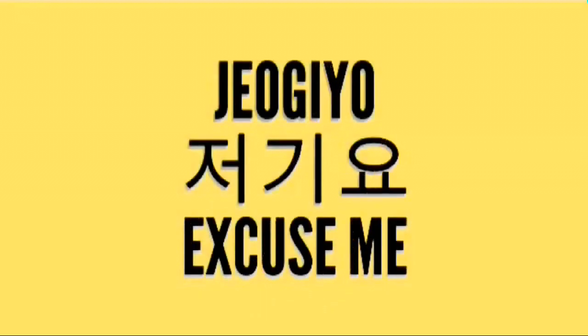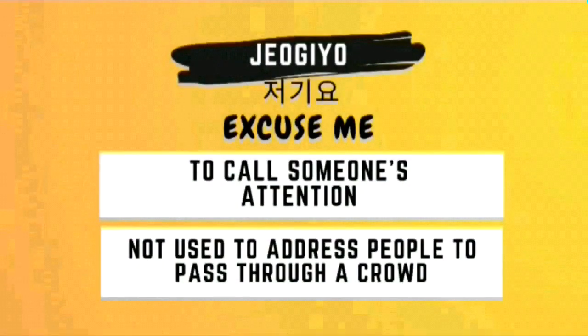Word number 5. 저기요, which means excuse me in Korean. Just to be more specific, the word 저기요 is used to call someone's attention. So in English, we can use the line excuse me to call someone's attention and at the same time to pass through a crowd. But in Korea, the word 저기요 is used only to call someone's attention. For example, you're in a restaurant and you wanted to call the attention of the waiter. So you can say 저기요.